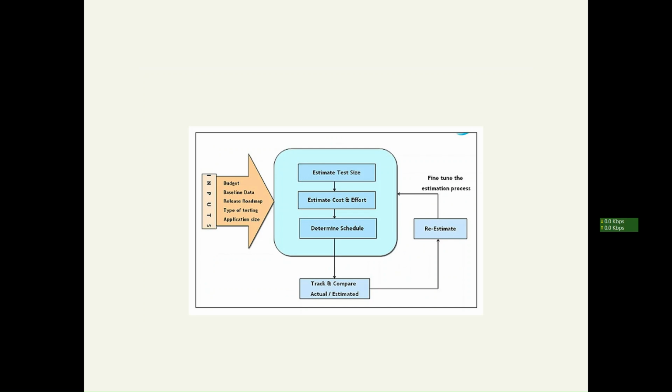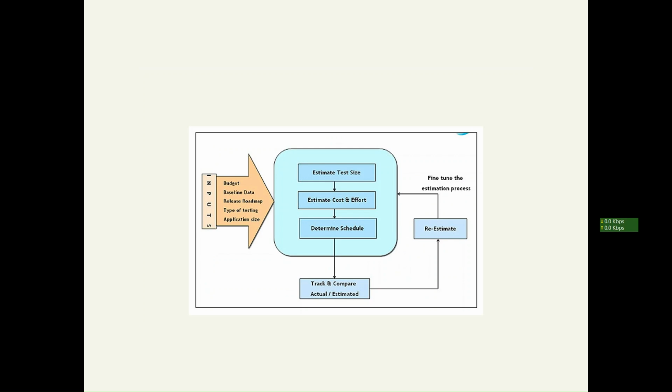Next one is again the same thing. What are the inputs needed for estimation? One is a budget, how much cost it will take, what the data is, the baseline requirement, baseline data. All these things are needed for estimation, right?